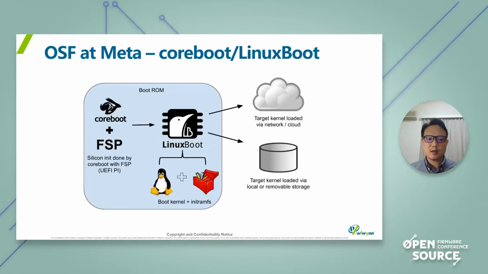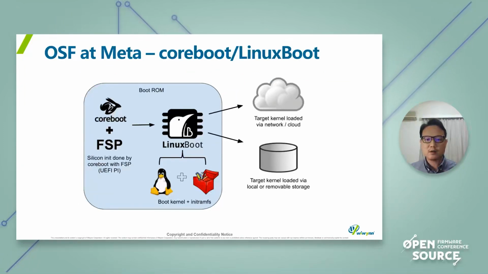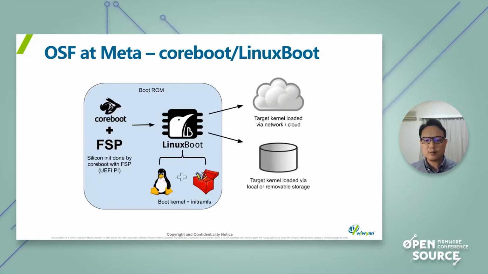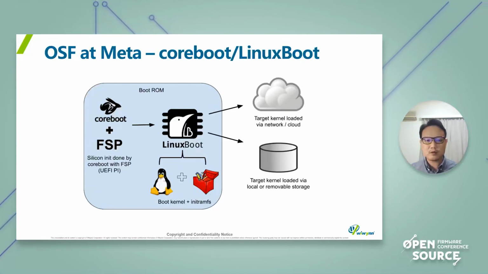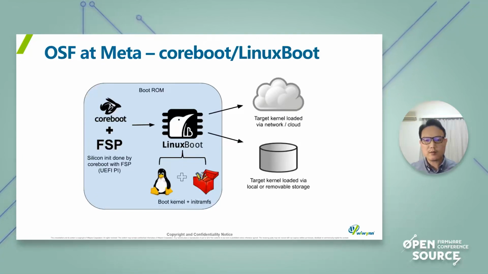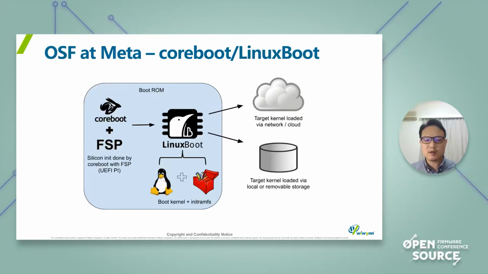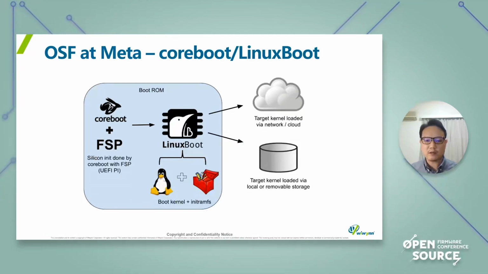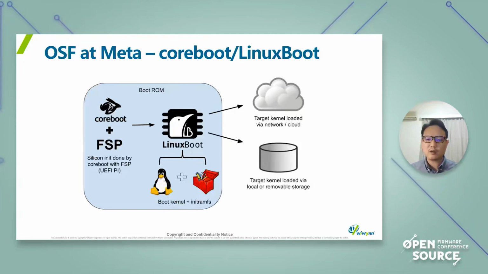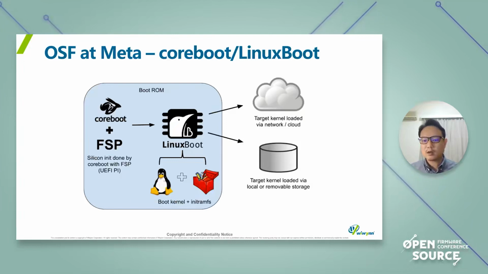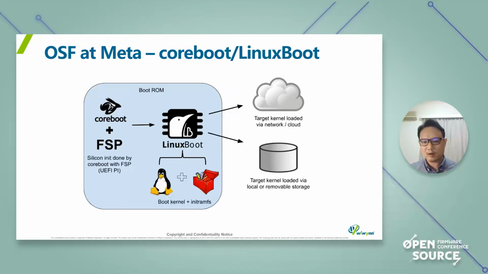So this is the OSF architecture at Meta. It's called coreboot LinuxBoot. The left box represents the system firmware on the boot ROM. Coreboot and FSP do the core chipset initialization, and then it jumps to a Linux payload called LinuxBoot. It provides rich Linux utilities written in Go. And finally, you can boot the target OS through kexec. The target OS can be booted either over network or from local storage.